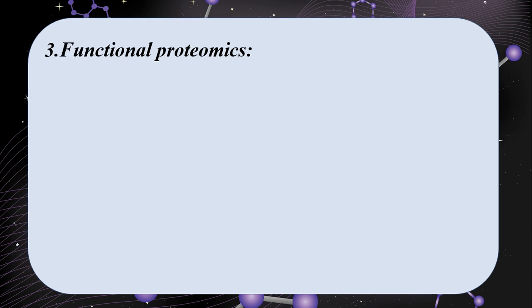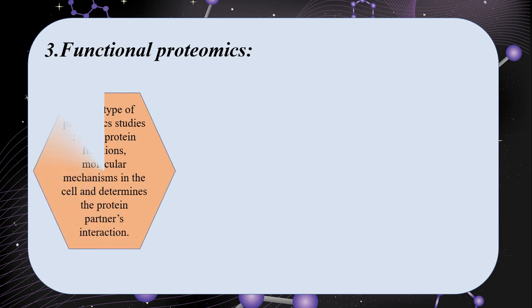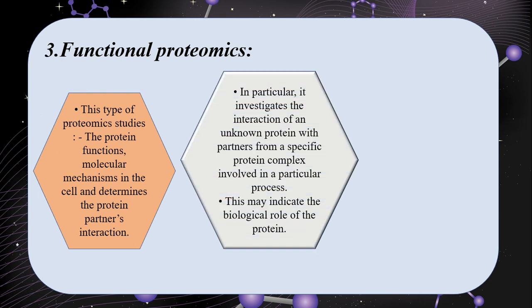And number 3, functional proteomics. This type of proteomics studies the protein functions, molecular mechanisms in the cell, and determines the protein partners interaction. In particular, it investigates the interaction of an unknown protein with partners from a specific protein complex involved in a particular process. This may indicate the biological role of the protein.